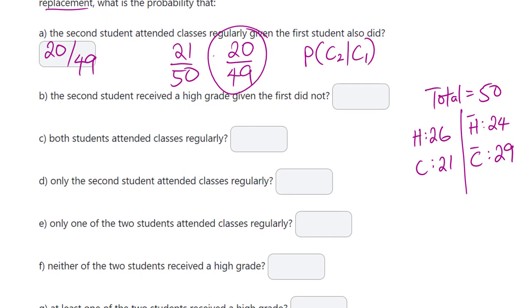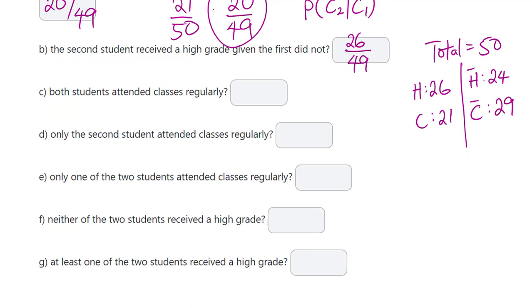In part B, what's the probability that the second student received a high grade, given that the first did not? So again, we can say the first student has been selected, did not receive a high grade. So there will still be 26 students left that received a high grade. But because the first student has been selected, we will have 49 students to choose from.